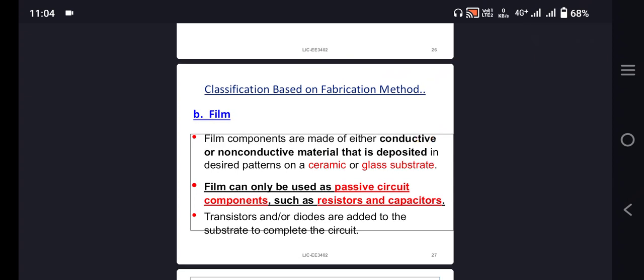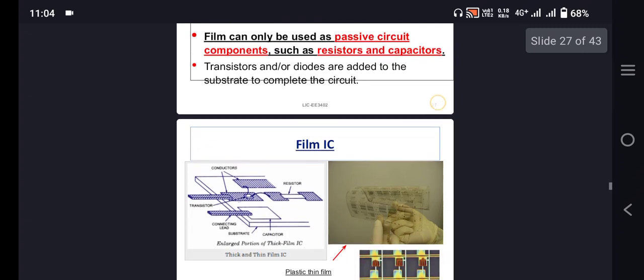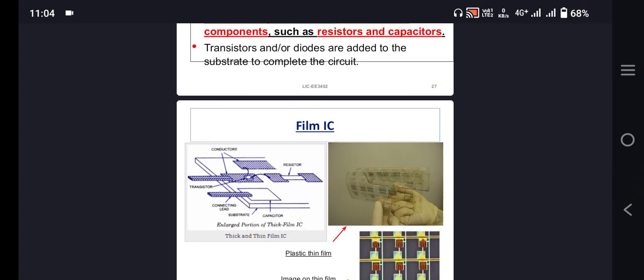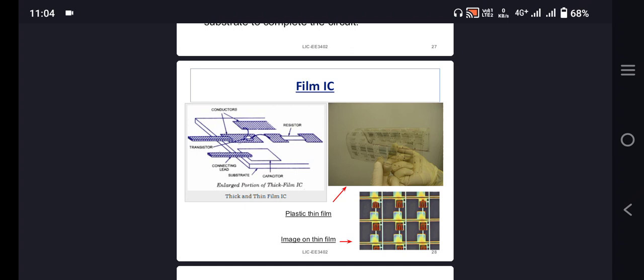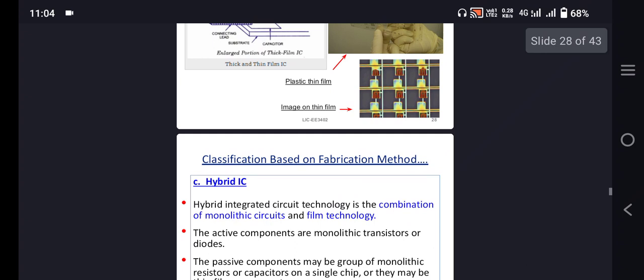The second fabrication method is film type of IC. Here the film components are made of either conductive or non-conductive materials deposited on a ceramic or glass substrate. Here the film can only be used as passive circuit components such as resistors and capacitors. The active components like transistors and diodes are added to the substrate in order to complete the circuit. The plastic thin film as well as the image of thin film is represented in the diagram.